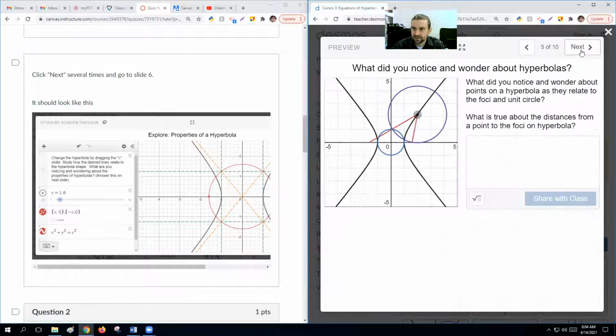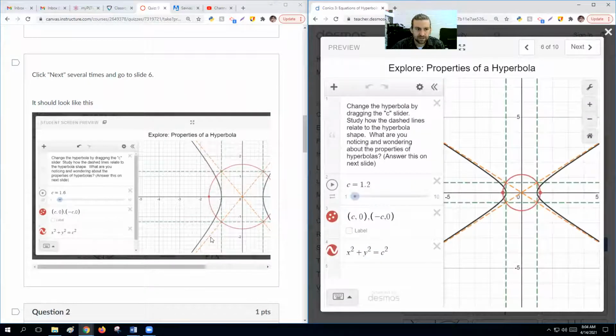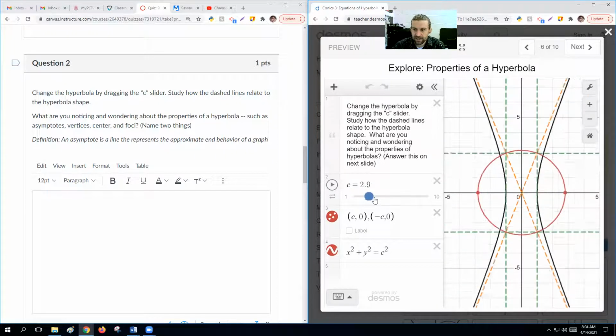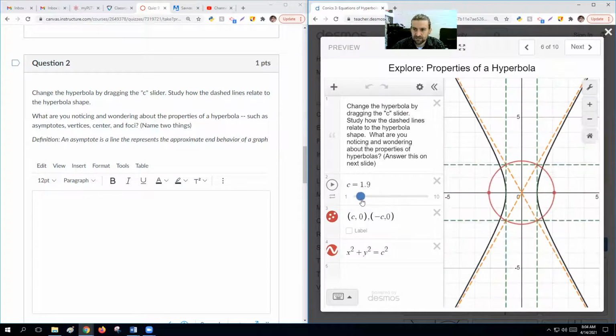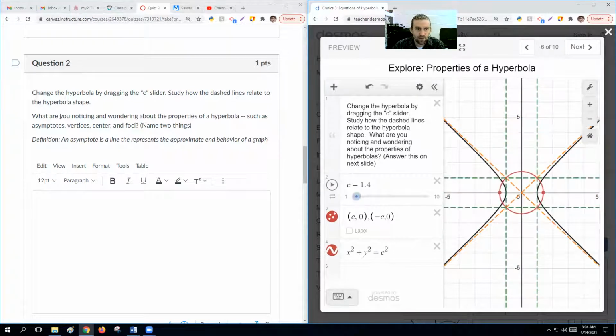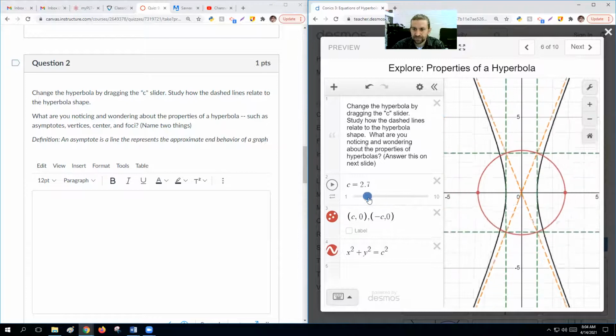All right, next we're going to click several times to go to slide 6. It should look like this one here. We're going to change the C slider and study how the dotted lines relate to the hyperbola shape. As we change the C slider, how do the dotted lines change the hyperbola shape? What are you noticing about the properties of the hyperbola, such as the asymptotes, the vertices, the center, and the foci? We want to name 2 things here.